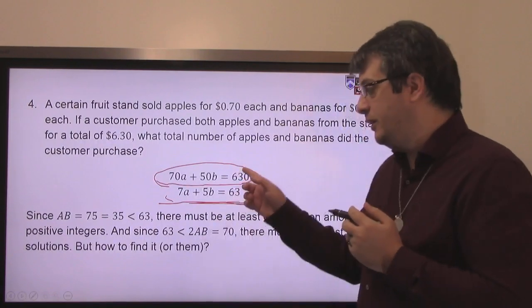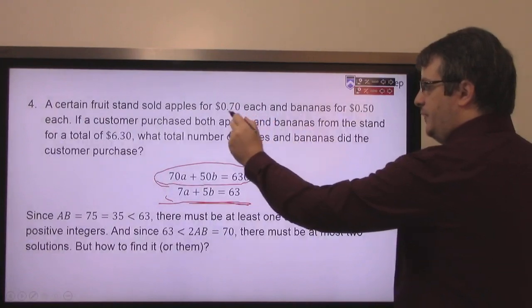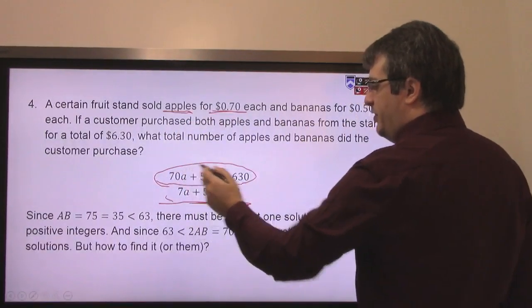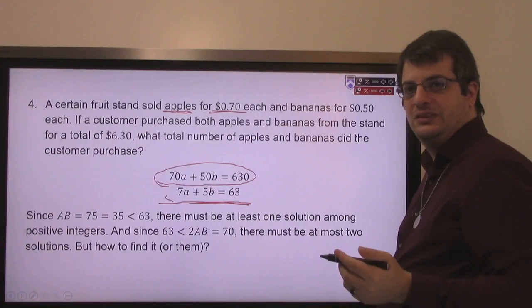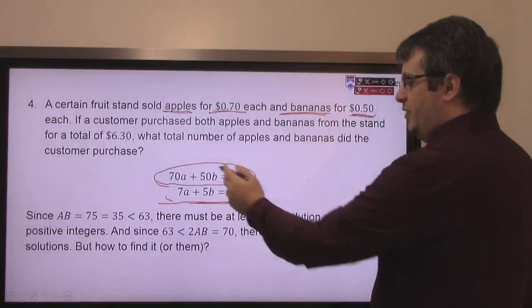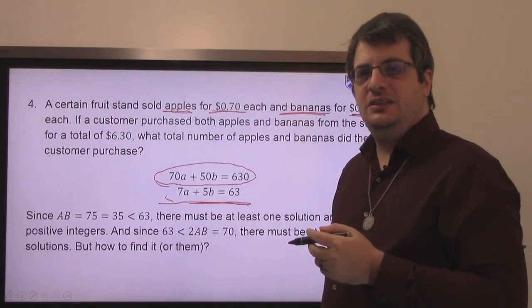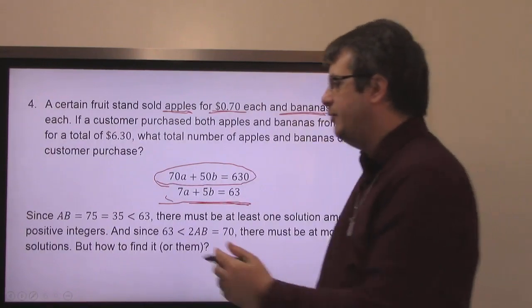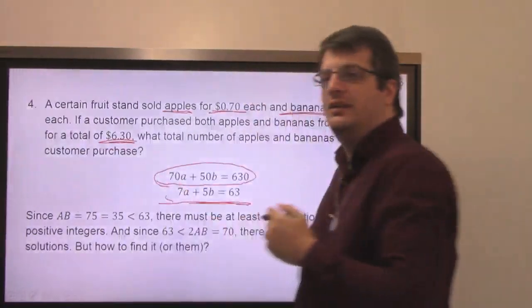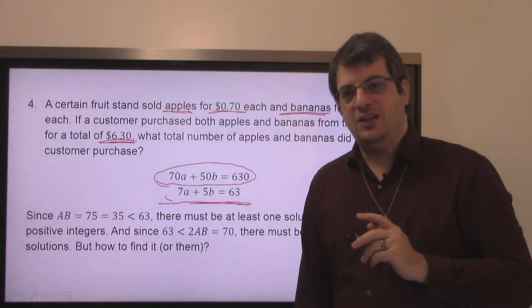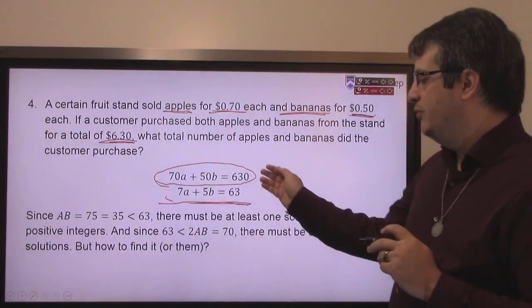Can I explain this equation again? 70 cents for apples, so 70 times A would be how much you spend on apples. 50 cents for bananas, so 50B would be what you spend on bananas. All right, Nikhil? And when you spend all that money, and I'm doing this in cents because I don't want decimals, right? The point is not to have decimals. Okay, 630.